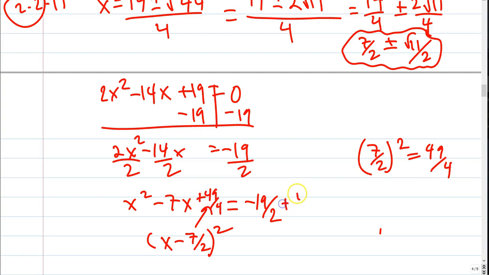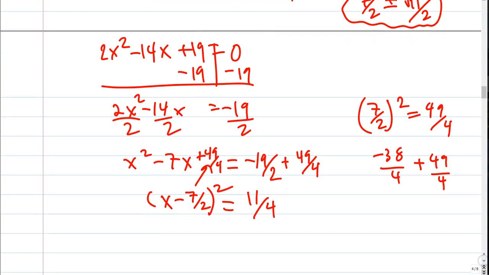We're going to add to both sides. Don't let the arithmetic slow you down. Adding those with the common denominator would be negative 38 fourths plus 49 fourths. How about 11 fourths? And that's the most complicated part about completing the square. It's just the fractions and the arithmetic. Because once you have it in this form, it's actually very easy to solve it.